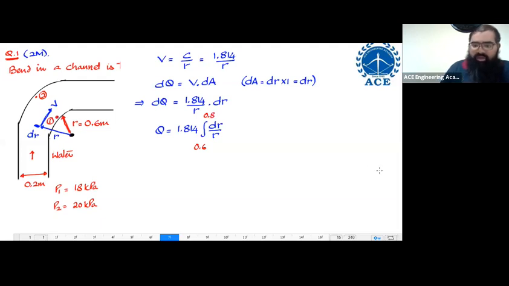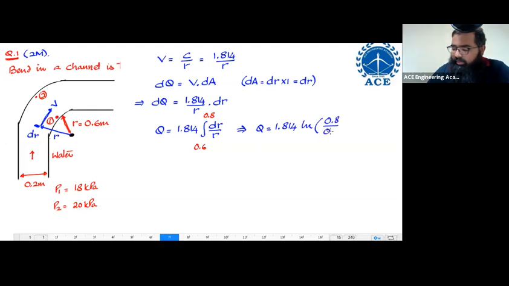0.6 to 0.8. From here, I'm going to get the value of Q is equal to 1.814 into ln of, you see, the integral of dr by r is ln r, ln of 0.8 divided by 0.6. From here, you'll get the value of Q.